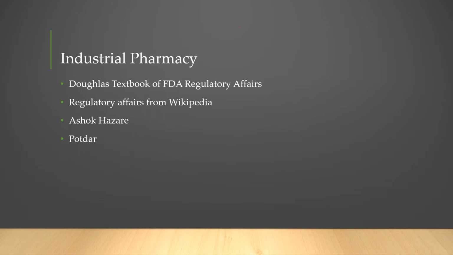Like you have the ICH guidelines, so it will be better if you refer the ICH guidelines. Then you have GLP, so the CPCSEA guidelines and the good laboratory practices. Then you have ISO, International Organization for Standardization. In ISO you have to refer both 9000 and 14000. 9000 is for quality and 14000 is for environment.